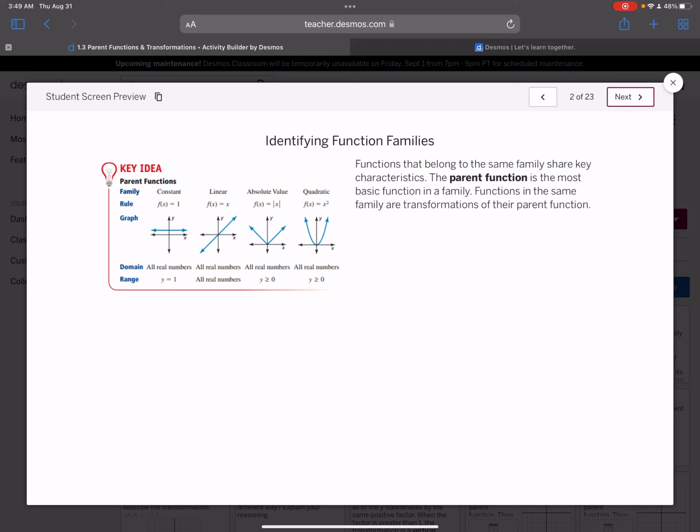So remember how I said we're talking about transformations? So we have this little picture here. You have this in your book. A constant, f of x equals 1 is your parent function. Linear, f of x equals x is your parent. Absolute value, f of x equals the absolute value of x. And then quadratic, f of x equals x squared. And then we can look at our domain and range, and usually when we transform them, we might change the domain and range a little bit, but we're going to follow the same patterns, which we'll get to later.